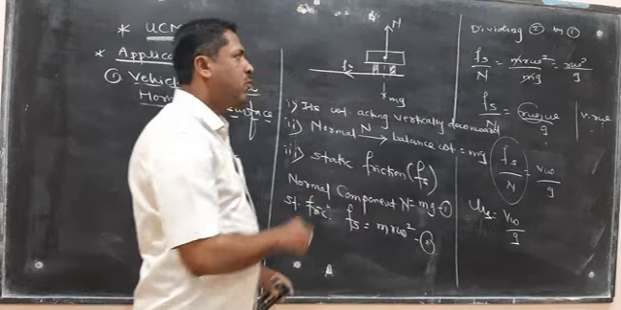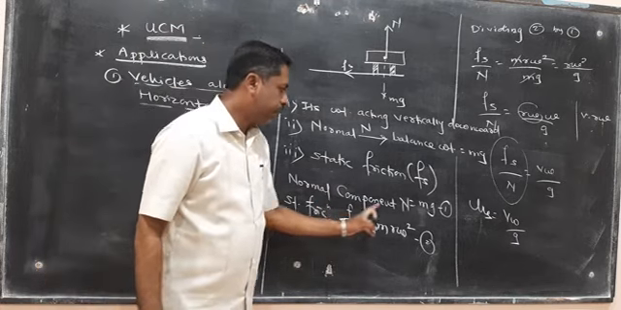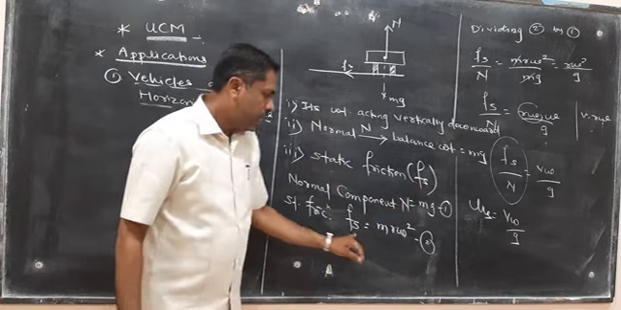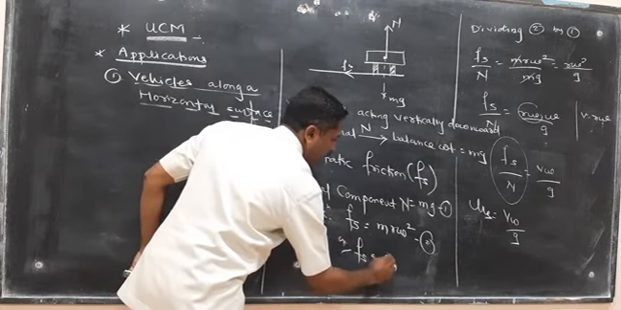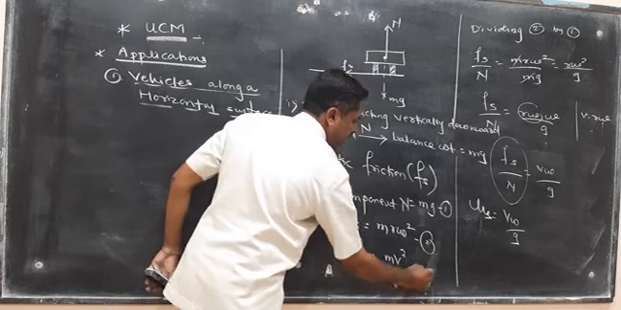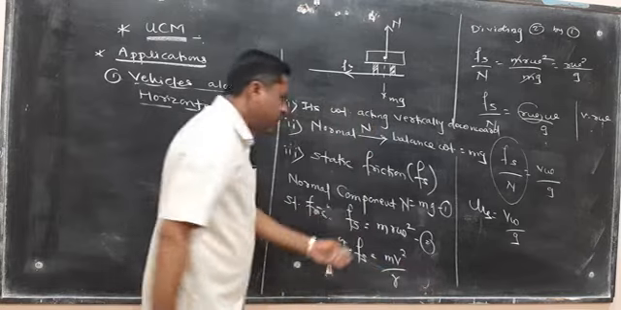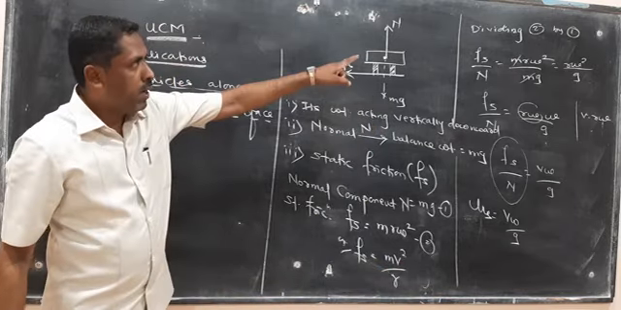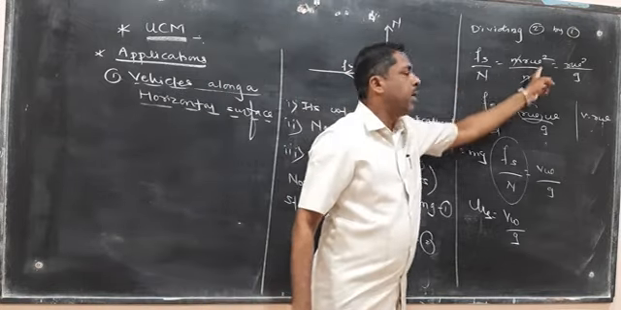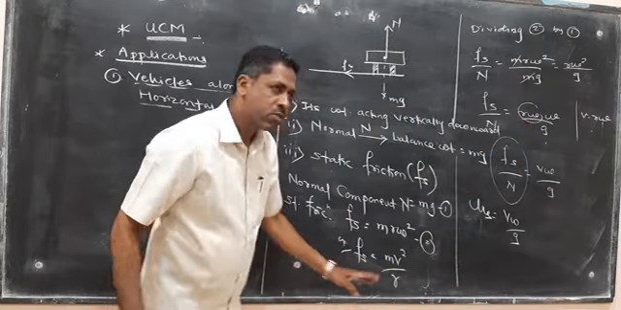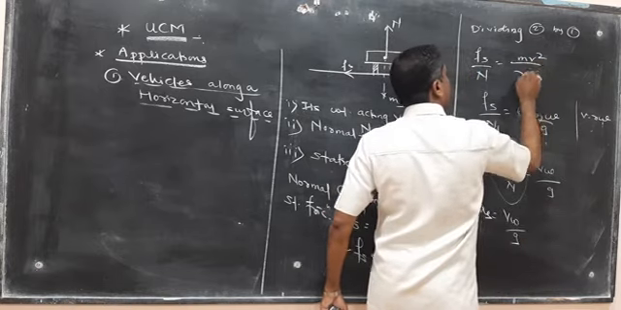Another point, let me remind once again what happens here. Dividing equation 2 by 1. Equation 1, N is equal to mg. Equation 2, Fs is equal to m r omega square, or Fs is equal to m v square by r. Another form of equation 2, we can write in this way also. Dividing equation 2 by 1, Fs upon N is m r omega square upon mg, or m v square by r. We can write it in this way also.